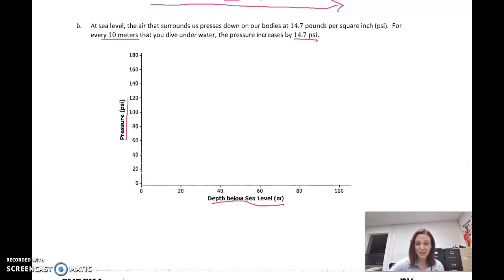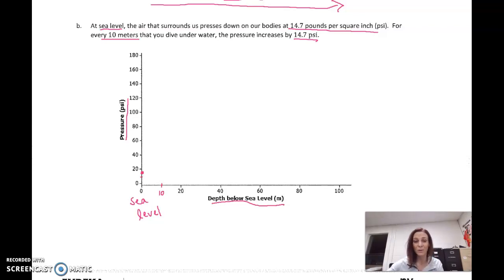If we are here at 0, right? That's sea level. Okay, because as we move, this is us diving down. So at sea level, we're at 14.7 pounds per square inch. Okay, so if this is 0, and let's say 10's about here, 14, about right there. But every 10 meters, so if I jump over here to 10, it's increasing by 14.7.